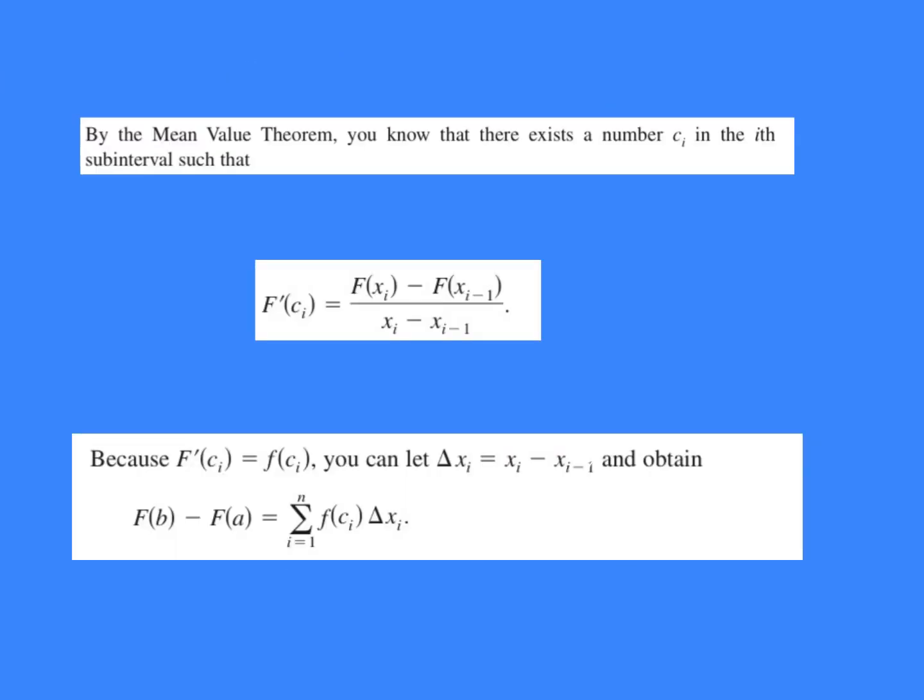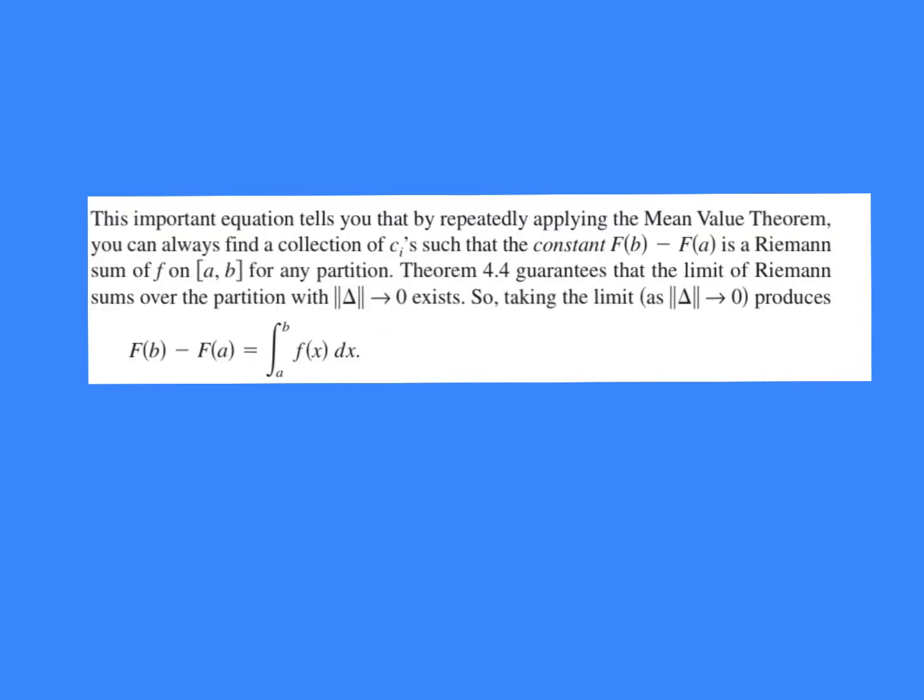So as a conclusion, well, I forgot, we have done the proof, because if F prime(c_i) is f(c_i), and delta x_i is the length, the width of the subinterval, x_i minus x_{i-1}, what we have proved is that F(b) minus F(a) is the sum of f(c_i) by delta x_i. But this is the Riemann sum. This is the integral of f(x) dx from x equal a to x equal b. And the problem is solved.